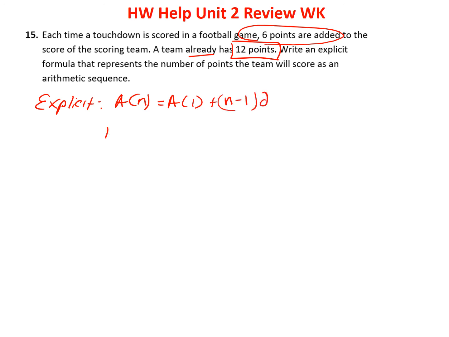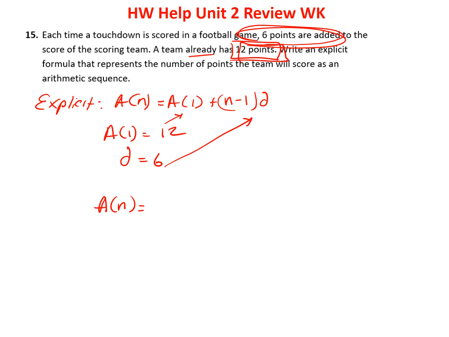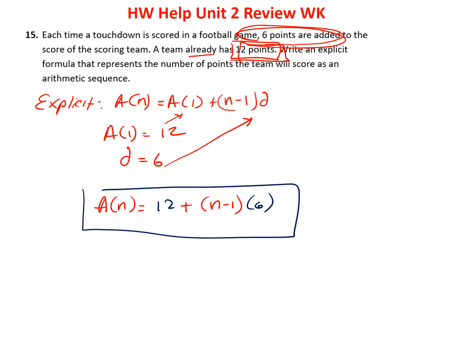So what's our first term here? Well, our first term says that they've already scored 12 points. So that's going to be 12. And then our common difference is it goes up 6 points each time. So those are the two things we're going to plug in. And so our answer is a_n equals a1, which they already started with 12 points, plus n minus 1 times the number that it keeps going up by, which is 6. And so there's our explicit formula.